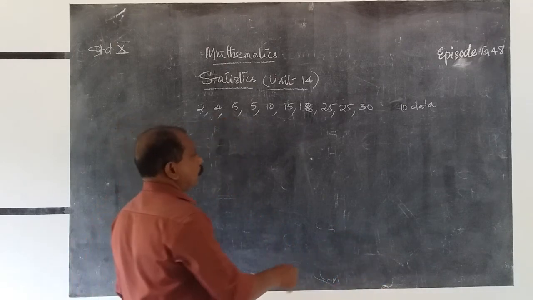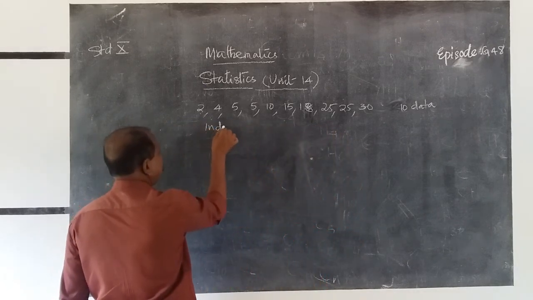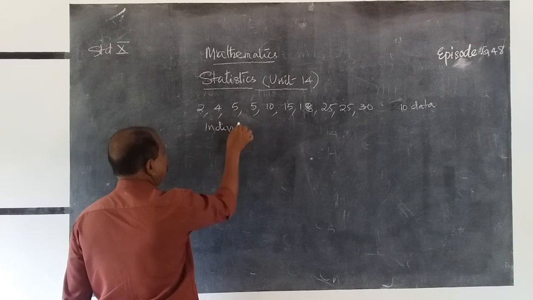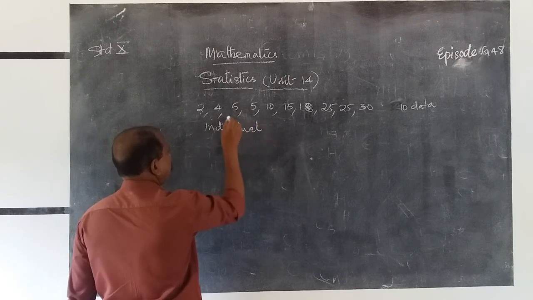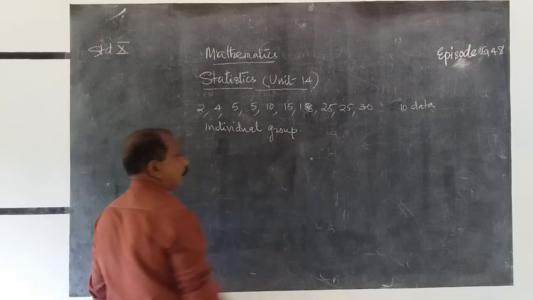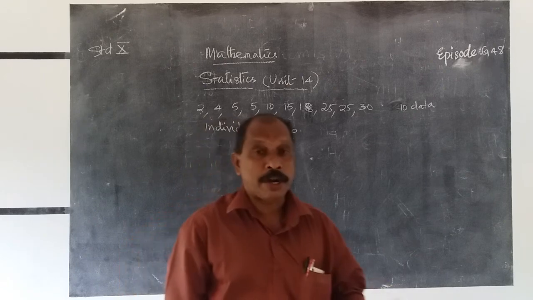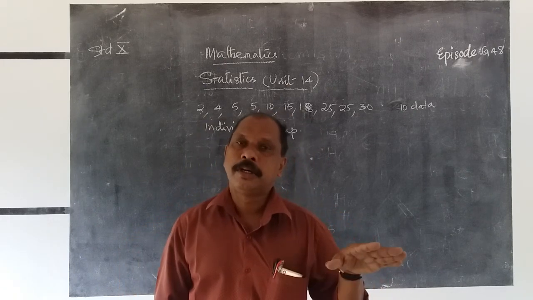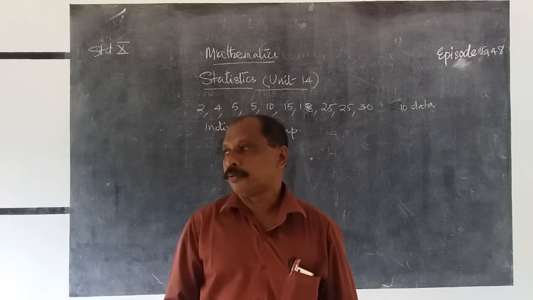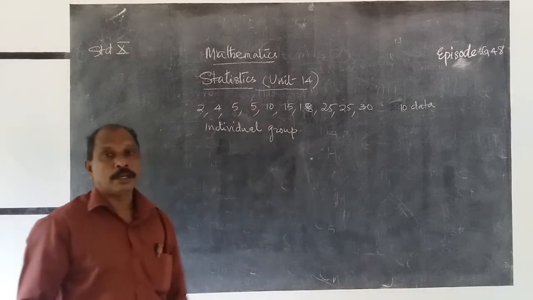That means it is known as an individual group. We can present all the values with their own characteristics, such as 5, 2, etc. Therefore, that group is known as an individual group.